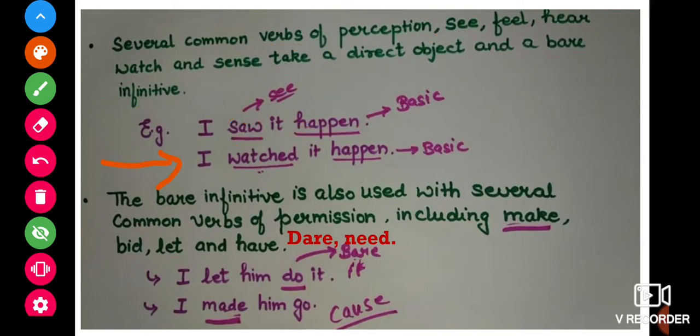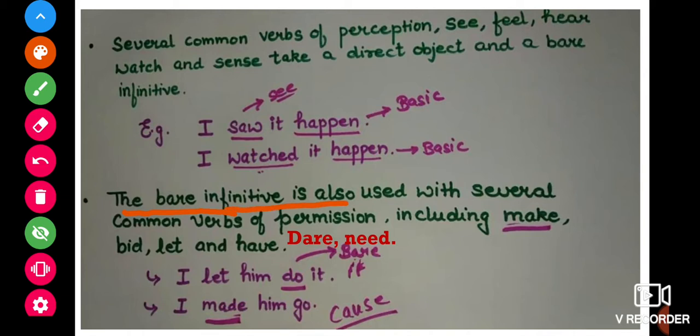Let us look at the second example. I watched it happen. Again there are two verbs, watched and happen. Watched is in V2 and happen is in V1. So we know that happen is our bare infinitive and watched is the verb of perception. It is a direct object and happen is the bare infinitive.